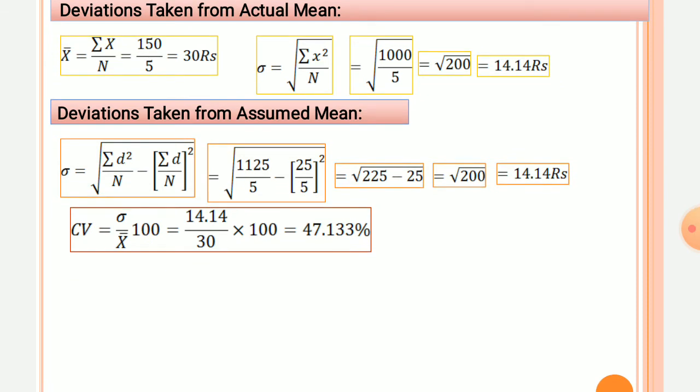So the formula to calculate standard deviation when we use the assumed mean. Standard deviation can be calculated using either of two methods: one is by using the actual mean and the other is by using the assumed mean. This is the thing we have to keep in mind.